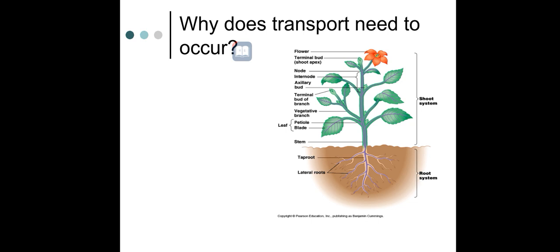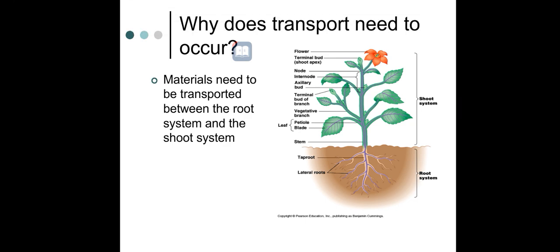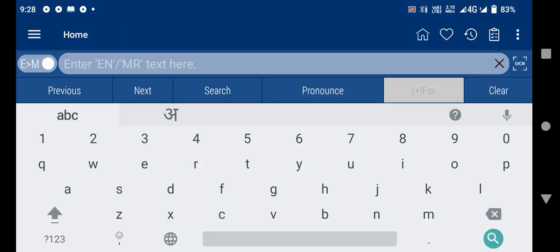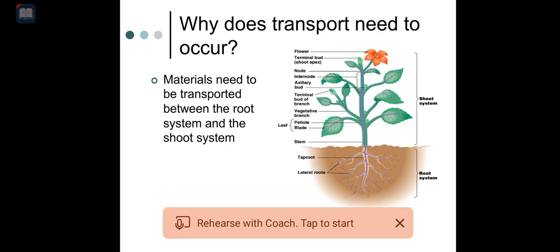Okay, now in this section we are discussing transportation in plants. Which factors are most important regarding transportation in plants? Why does the transport need to occur? What is the need? Which things are most important here? Materials need to be transported between the root system and the shoot system.